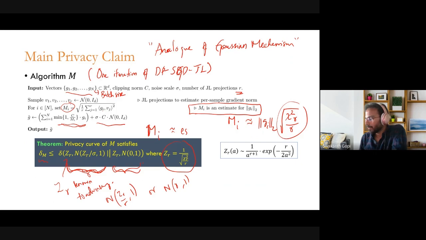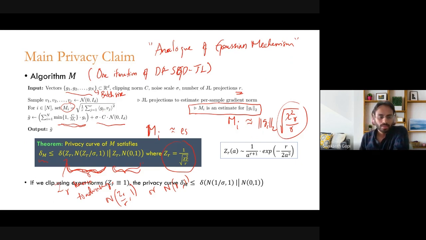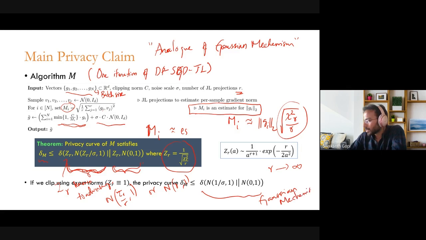Let me go over how we prove this. Also notice that when R tends to infinity, I get exact norms. Then this ZR random variable is just identically 1, and you get the familiar Gaussian mechanism curve. So as R tends to infinity, this does tend to the Gaussian mechanism, and that's why the privacy of the whole DP-SGD-JL, as R tends to infinity, will tend to the privacy curve of DP-SGD. As you use more and more JL projections, you exactly get the privacy curve of DP-SGD.